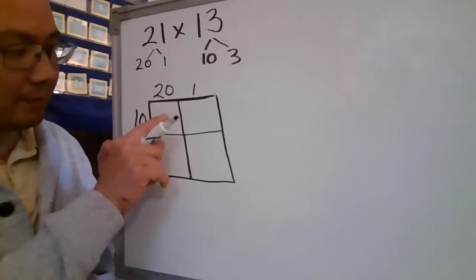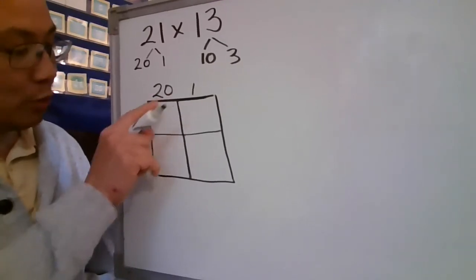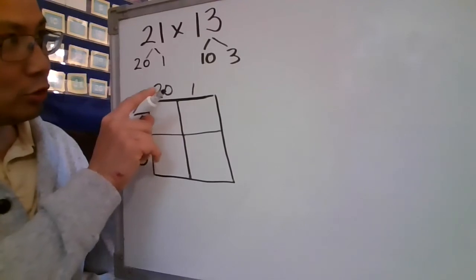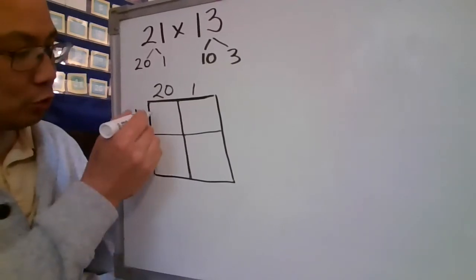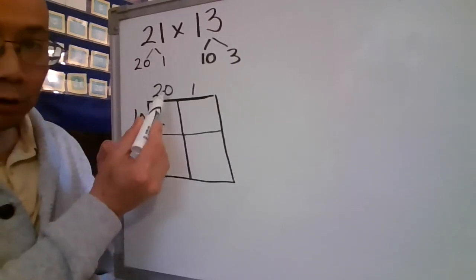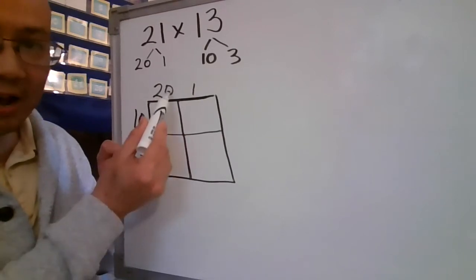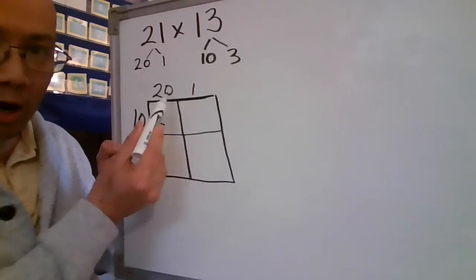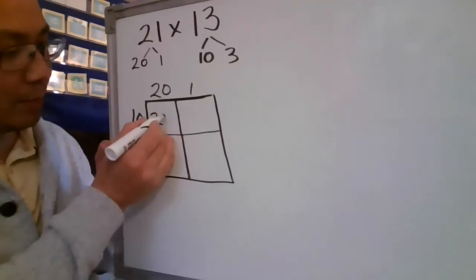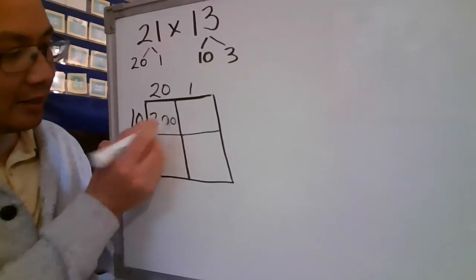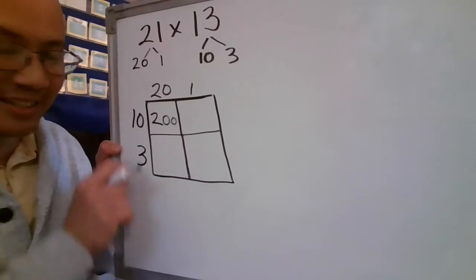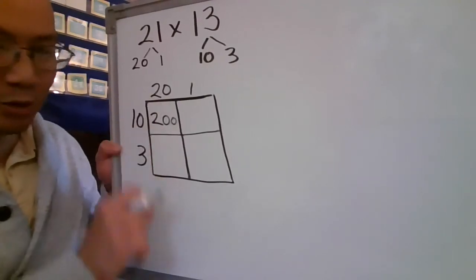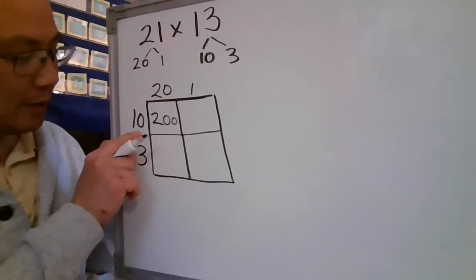20 times 10, that goes in here. I know 2 times 1 is 2. And then I just include my zeros. How many zeros do I have? I have 1 and 2. So I put 2 zeros inside. It should be 200. 20 times 10 is 200. Now I'm going to move on.